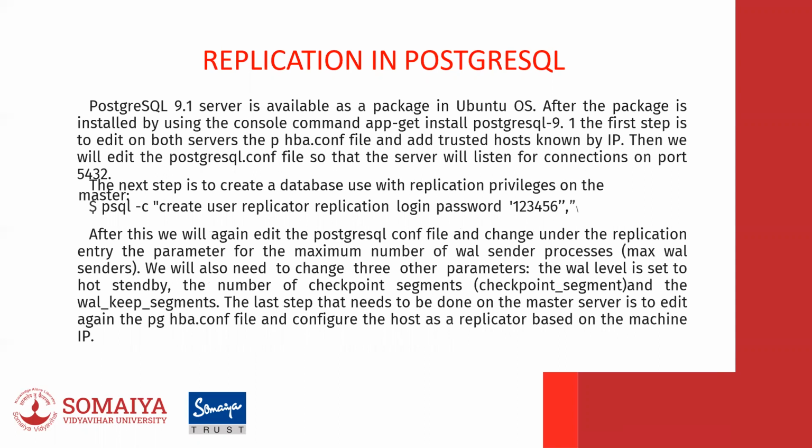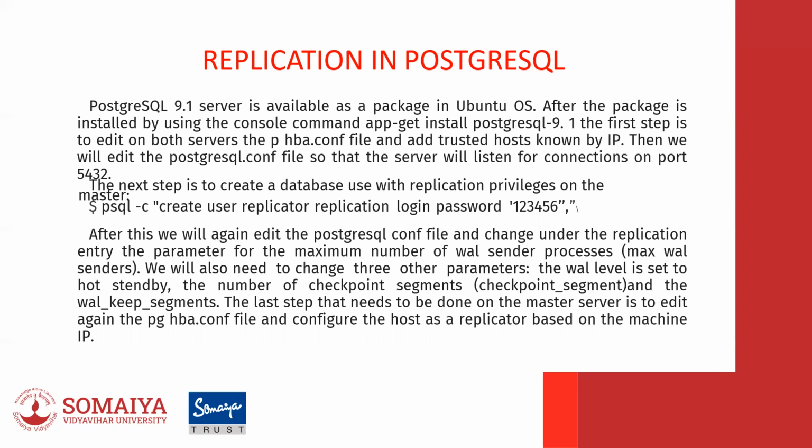Replication in PostgreSQL. The PostgreSQL 9.1 server is available as a package in the Ubuntu operating system. After the package is installed by using the console commands, the first step is to edit, on both servers, the pg_hba.conf file and add the trusted host known by IP. Then we will edit the postgresql.conf file so that the server will listen for connections on port 5432.